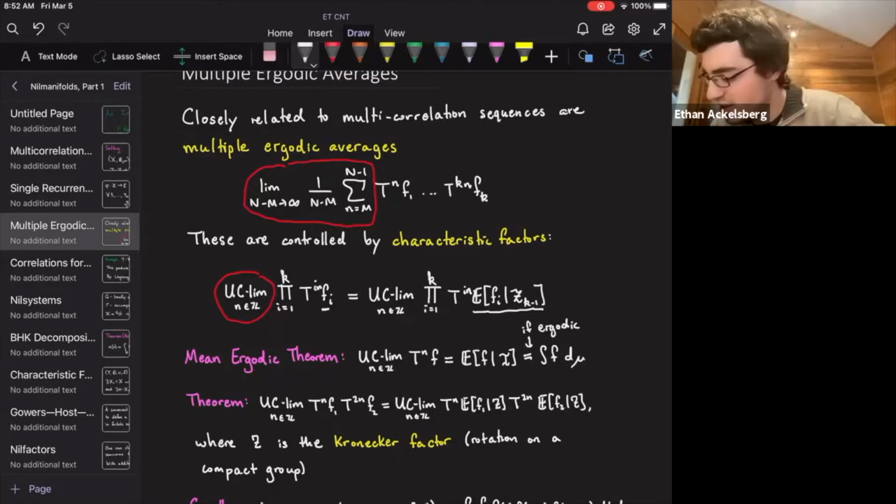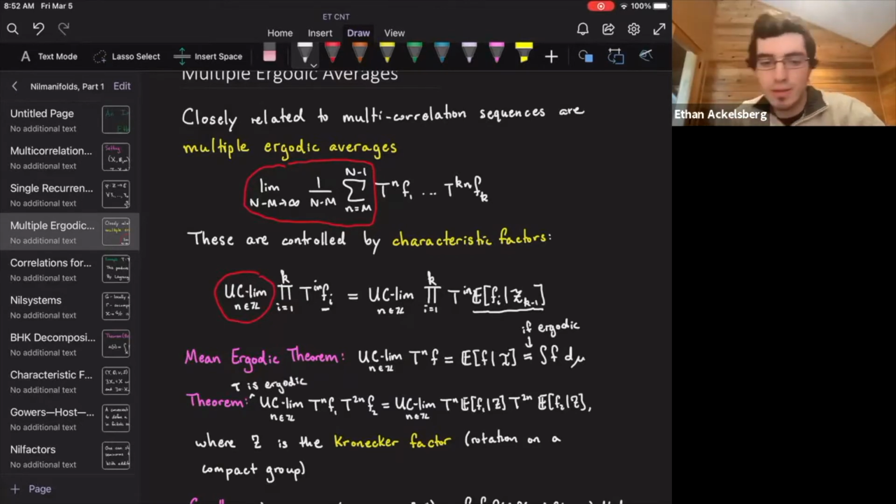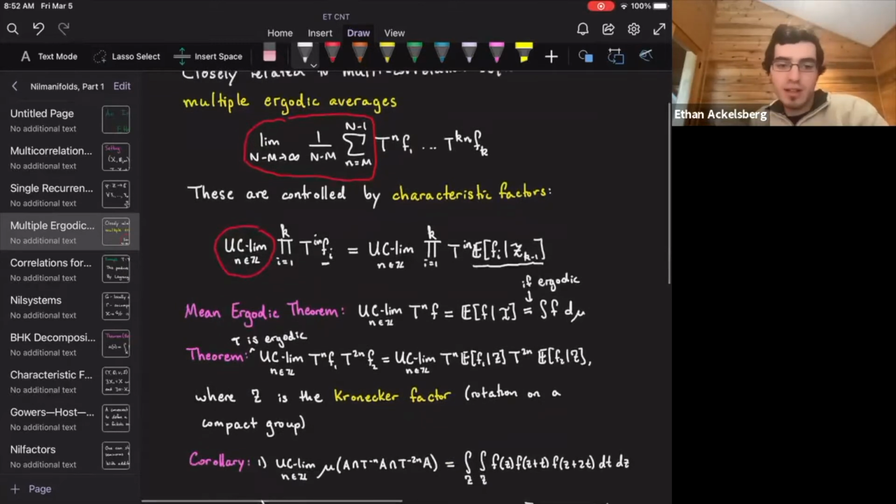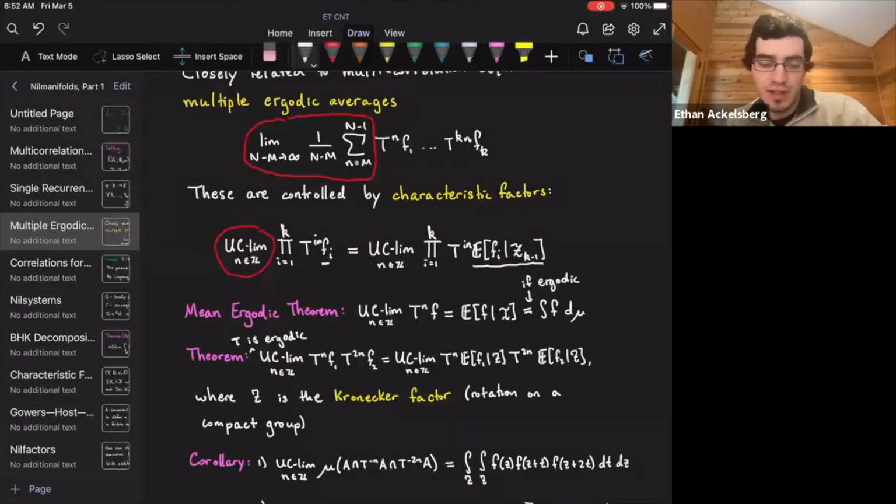One thing I should say here is this is assuming T is ergodic. Okay, and again, having this sort of structural information is really useful if we want to do applications. So for studying Roth's theorem, that would be proving the positivity, say, of this limit on the left. And by knowing that this is controlled by the Kronecker factor, we can actually write out a fairly explicit formula for this limit.